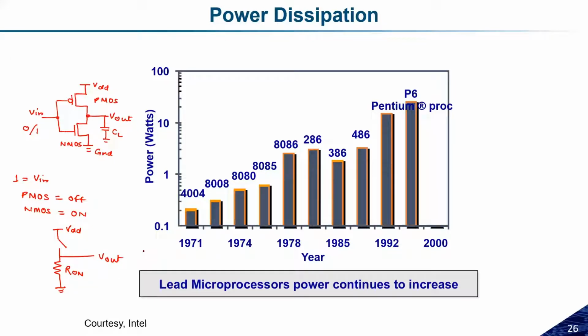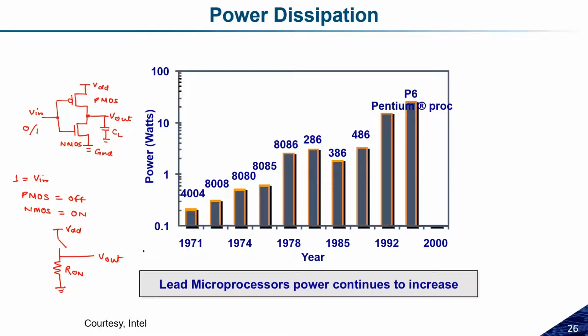So I am assuming that after applying Vin equal to 1, the PMOS transistor will be off and the NMOS transistor will be on. There is no direct path between VDD and the ground. This is the ideal case. But practically this is not true.